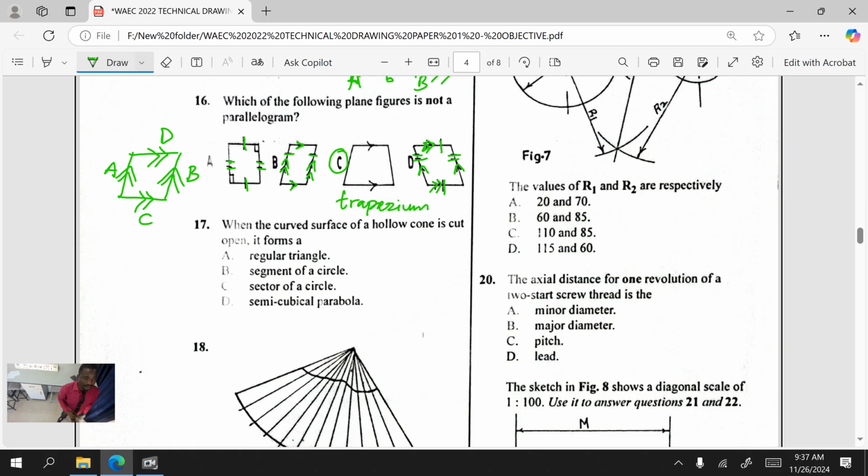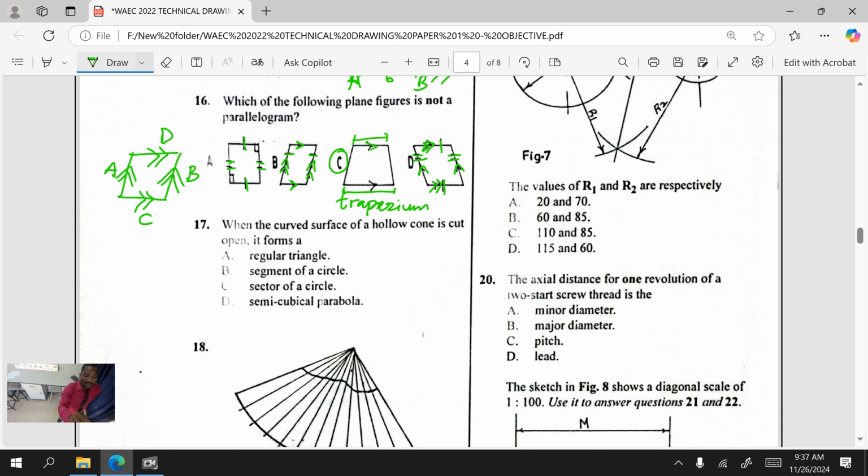Trapezium is a quadrilateral, that means a four-sided shape, having only one pair of opposite sides parallel. Even the opposite sides are not equal to each other. You can see this side is longer than this. Do you get it now?